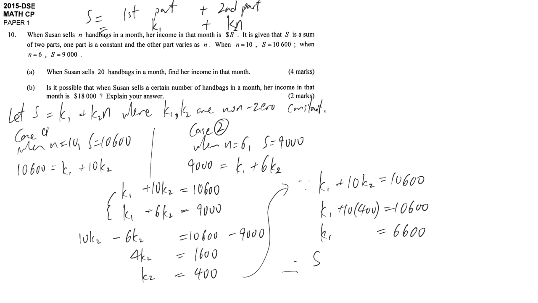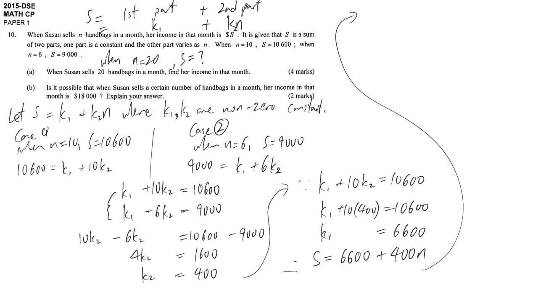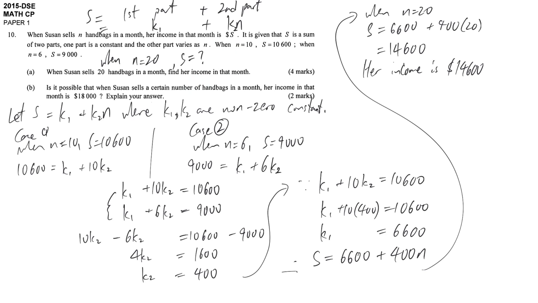Therefore, we can write down S as a function: 6,600 plus 400 times n. And then they are asking the specific situation when Susan sells 20 handbags. That means n is equal to 20. What is S? This is what is being asked. So we continue our calculation. When n is equal to 20, then S is equal to 6,600 plus 400 times 20. Then we get 14,600. So her income, that means S here, is 14,600.